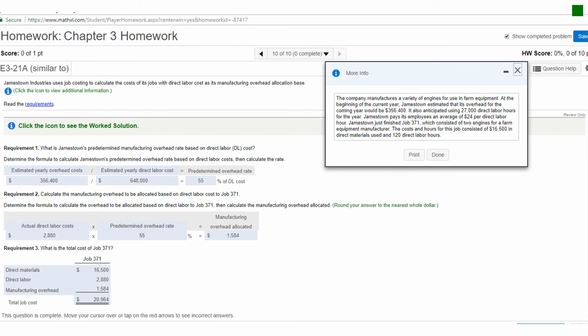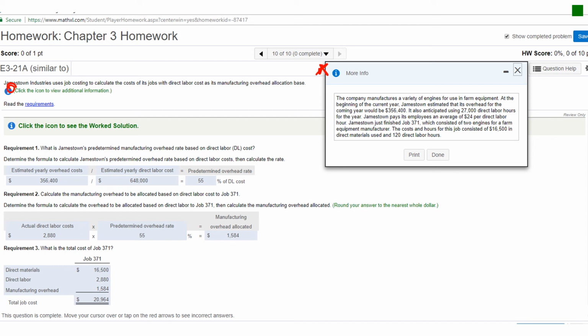Okay, on the final one, very similar to the previous one, you're going to get the overhead rate, and then you're going to calculate the cost of the job. So I clicked on the icon. This icon up here has all the information, and it says they make a variety of engines. At the beginning of the year, and here's going to be your overhead stuff, it says they estimated overhead for the coming year to be 356,400.